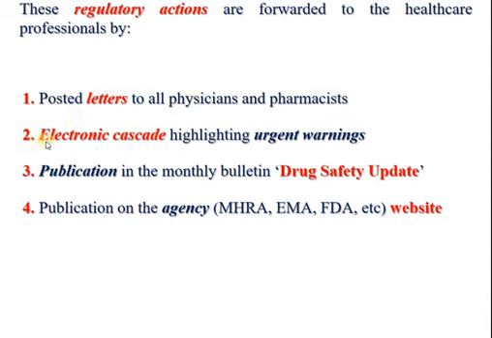Second, through the electronic cascade highlighting the urgent warning through the internet or through the media. Number three, through publication in the monthly bulletin, for example, Drug Safety Update, or any medical journal concerned with the safe use of drugs or chemicals. Number four, through publication on the agency websites or hard copies of these publications by MHRA, EMA, FDA, etc., published on the website and available for the public and for all healthcare professionals.